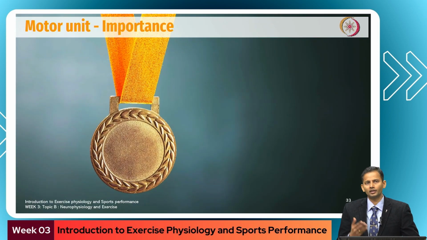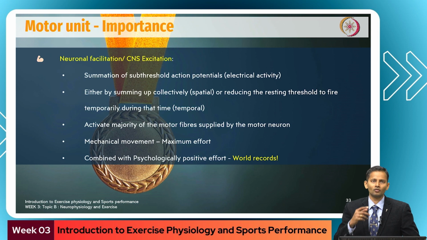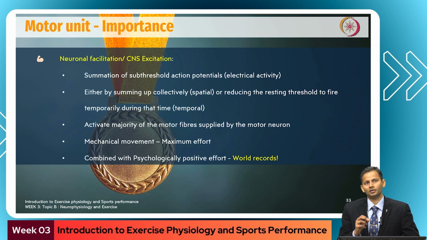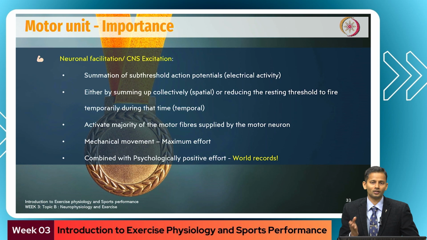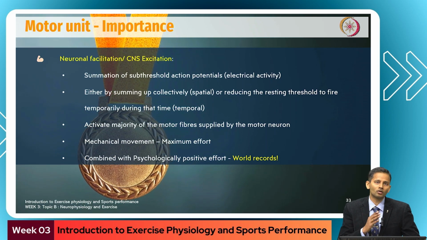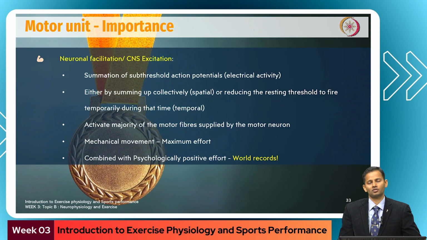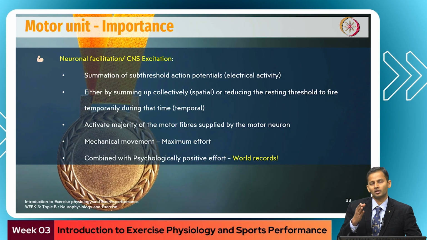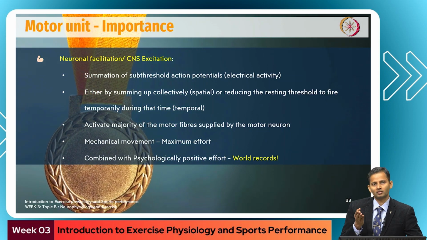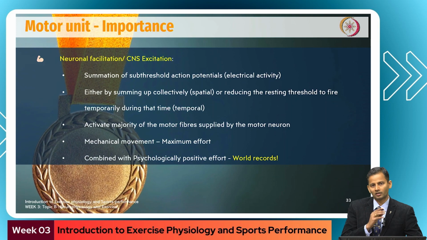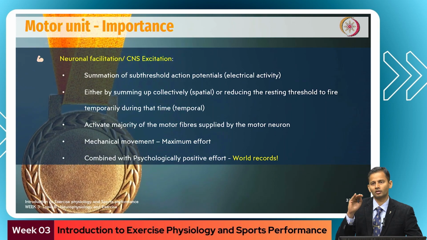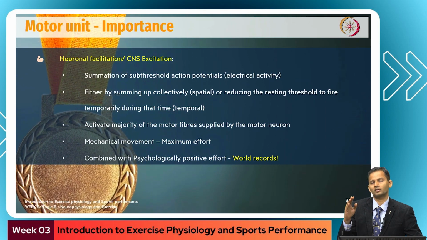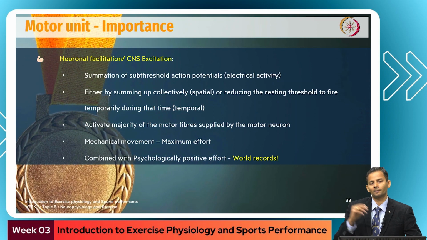We'll see it in detail here. One of the important characteristics of the motor units and its importance that you need to understand is the neuronal facilitation or CNS excitation. Say the electrical activity which happens travels as action potential, right? So it needs to cross a particular threshold for the action potential to be transmitted.